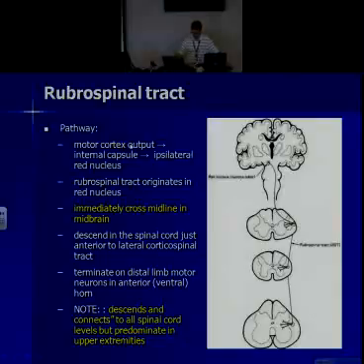Meanwhile, pathway, I don't know if this is all in your notes, but the good news is you do not have to memorize it the way you do the lateral corticospinal tract. The only thing you should know is a majority of it lands in your upper half of the cord.